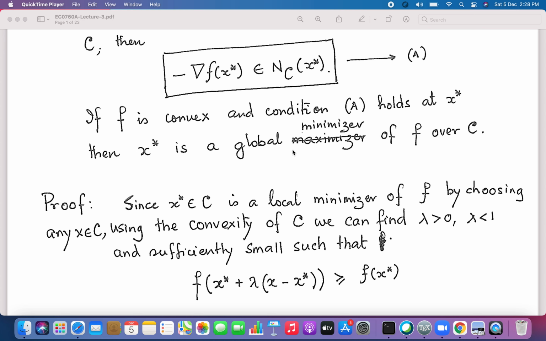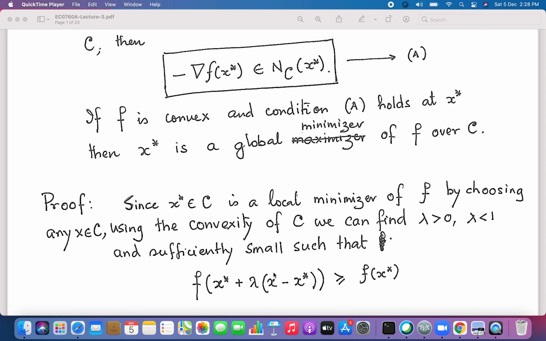So if you look at the proof, that is what we say: if x star is a local minimizer of f, then choose any x element of C. Now you can use the convexity of C to construct an element x star plus lambda times (x minus x star), where lambda is between 0 and 1. You can choose it so small that, because you have joined x and x star, it is the same type of argument that you had for showing that a local maximizer of a concave function over a convex set is a global maximizer. When lambda is 0, this whole quantity is equal to x star.